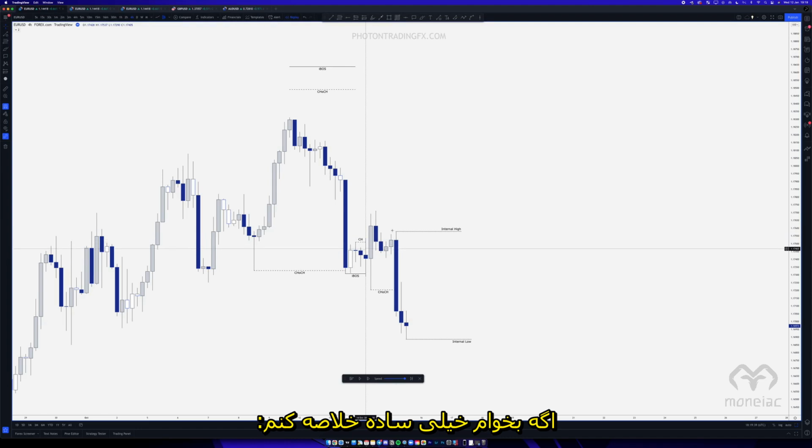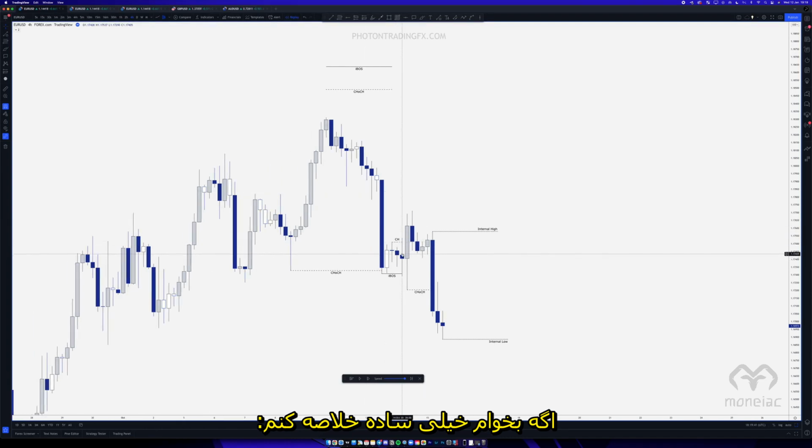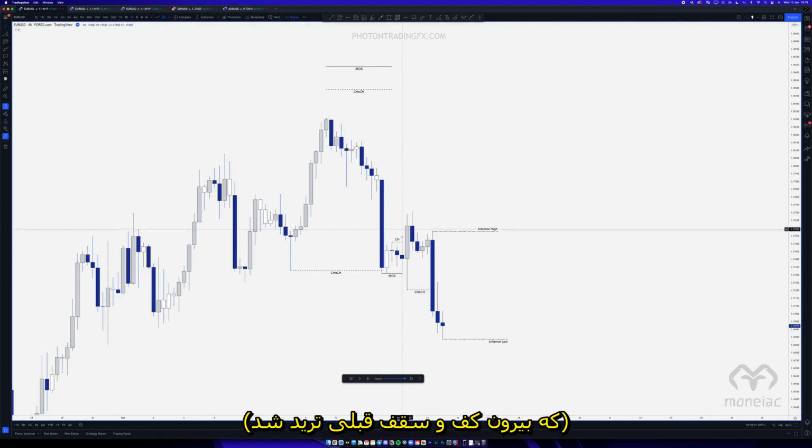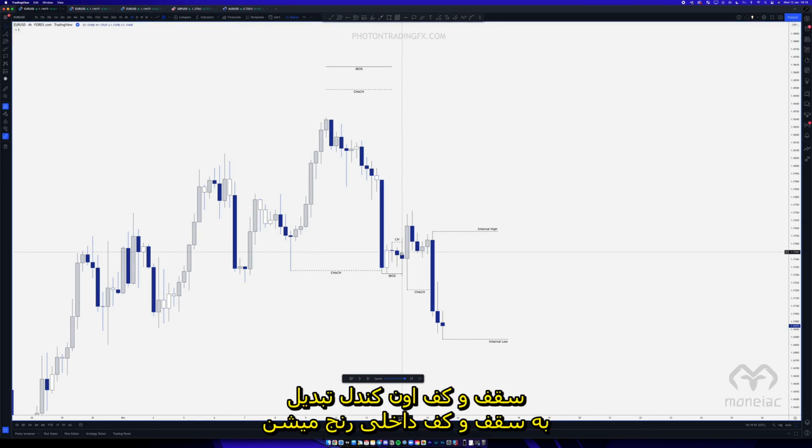And typically it happens, if I could summarize this in a simple way, is if you see the internal high and the internal low both essentially get taken with one candle, where it trades outside of it, like in this case here, the high and the low of that candle then becomes the internal high and low of the range, right? The internal high, yeah, and low.